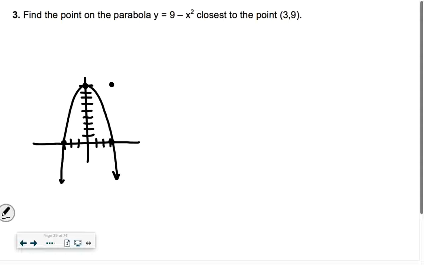Okay, so let's think back to geometry. Let's say I decide that the point's right here. Is there a point that's closer along the parabola to that? Yeah, it would be right here. It's always perpendicular. Perpendicular to what? The tangent line. It's the normal line.